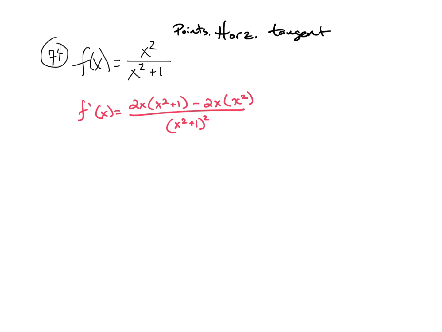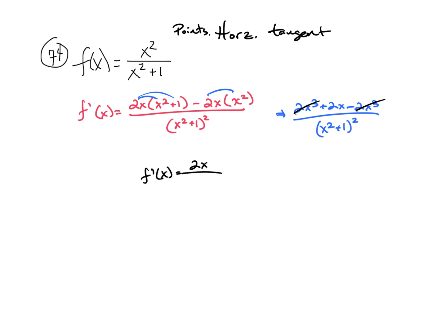Now we just have to simplify it up a little bit. What do we do with this 2x? We distribute it. So what do we end up getting? 2x cubed plus 2x. And then minus 2x cubed, all over x squared plus 1 squared. Does anything lovely happen? Yes. 2x cubed. Love that. And so then f prime is equal to 2x over x squared plus 1 quantity squared.